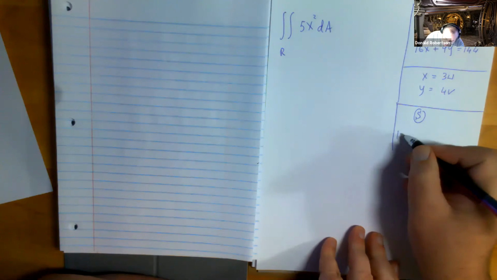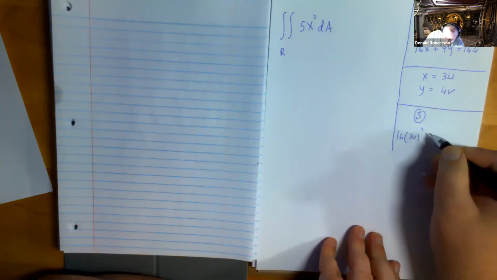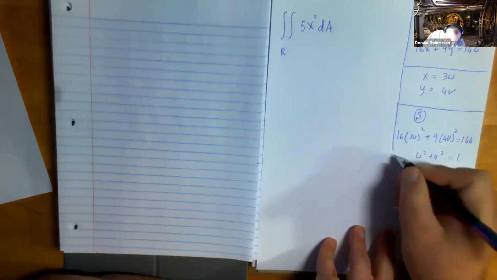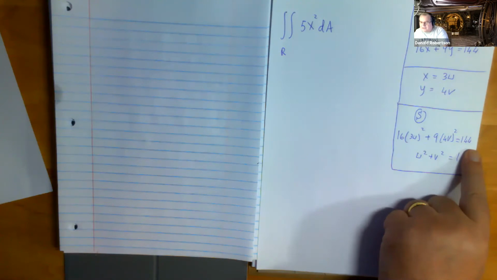So I need to figure out who S is, right? What happens to this when you turn it into UV world? Well, since this is an entire ellipse, can't I just substitute x with this guy and y with this guy? That tells me it's 16 lots of 3u squared plus 9 lots of 4v squared is 144. Can you just trust me that that ends up being u squared plus v squared equals 1? That's 144 u squareds, 144 v squareds, equals 144.